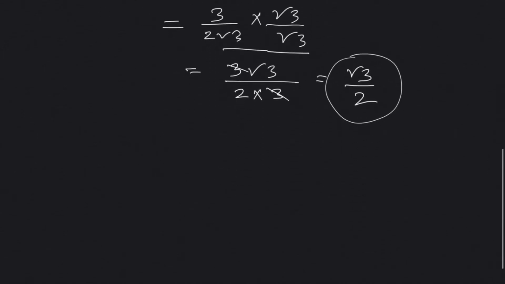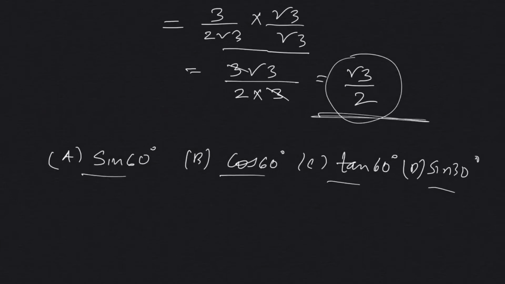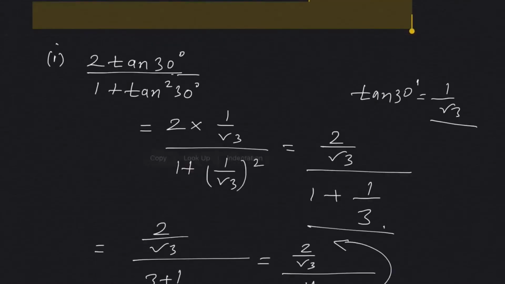root 3 by 2, and the options that they've given us are A sine 60 degree, B cos 60 degree, C tan 60 degree, and D sine 60 degree. So we need the one that equals root 3 by 2. Remember, sine 60 degree is root 3 by 2. Therefore, the answer is A sine 60 degree. This is how we solve this first part of the question.